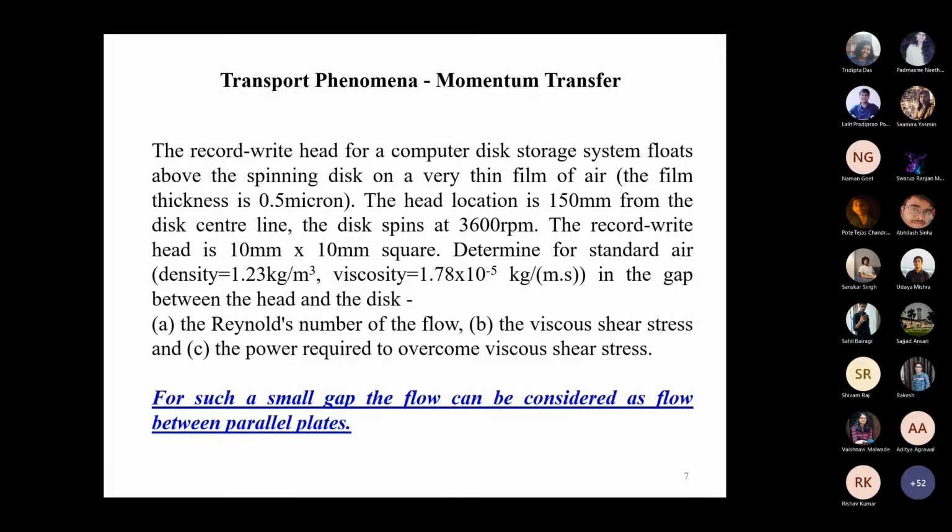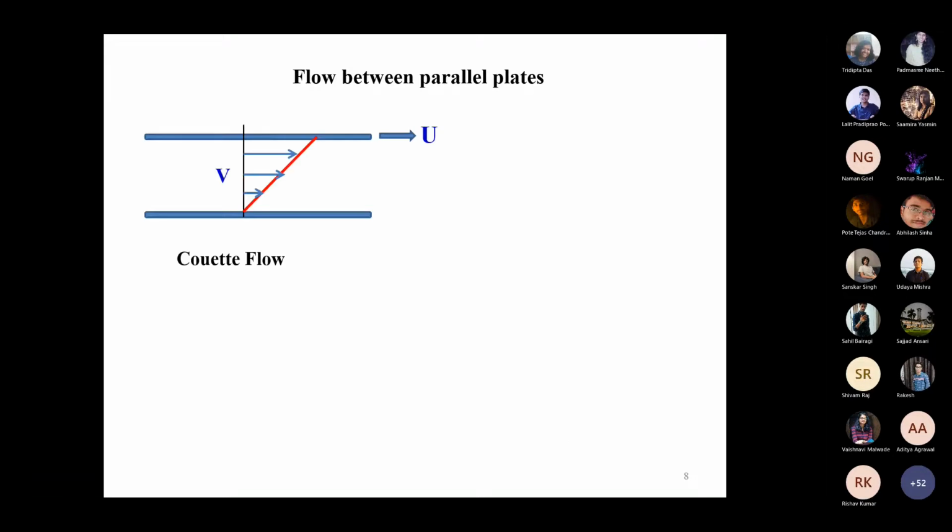head which is 10 millimeter by 10 millimeter, and it doesn't touch the disk. It floats on the disk with an air gap in between, which is very small, 0.5 micron, and the viscosity, density, etc. are provided. You need to find out the Reynolds number, the viscous shear, and the power required to overcome the viscous shear. The key feature of this kind of problem is that for such a small gap, which is 0.5 micron, the flow is nothing but flow between parallel plates, which is something we have done before.